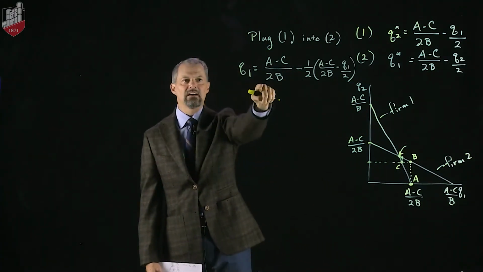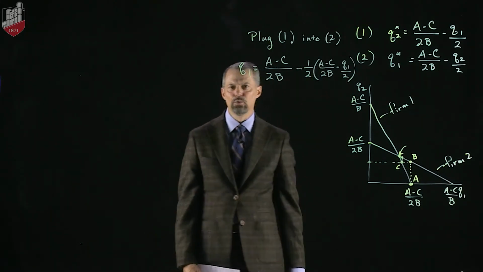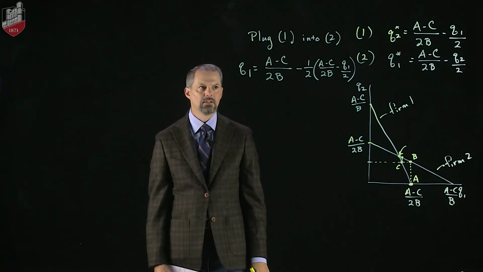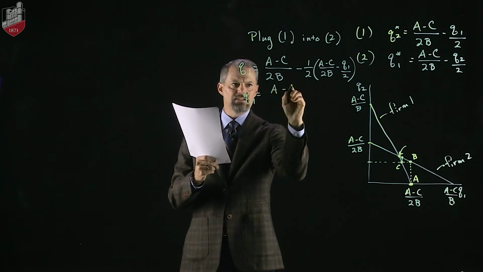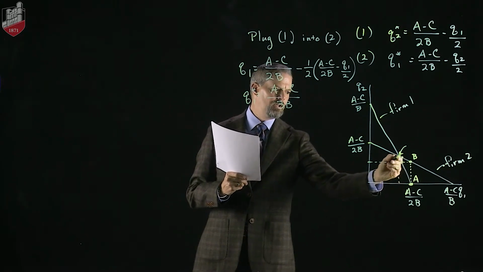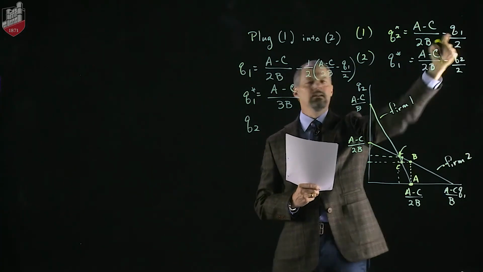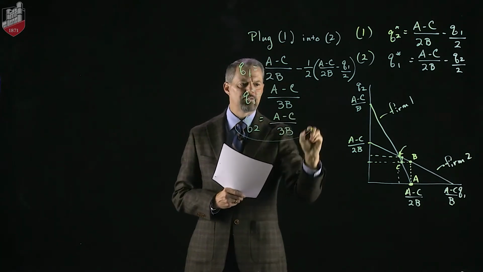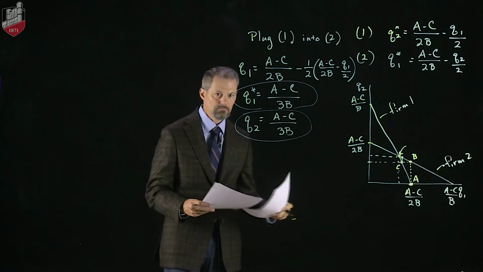Now you can see we've got a statement that only has Q1 in it. You can easily solve that for Q1. It would require a little bit of algebra, but it's not hard algebra as long as you're careful. What you're going to get is Q1 equals (A minus C) over 3B. That's going to be that intersection. We're also going to get Q2. Once you get Q1, you can plug it right into there, and for Q2 you're going to get (A minus C) over 3B. Remember, this problem is symmetrical, so you're going to get the exact same number for each. Let's put a star there.